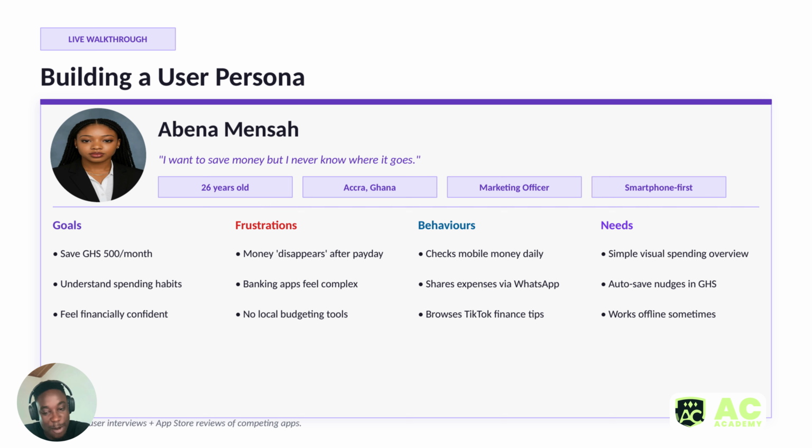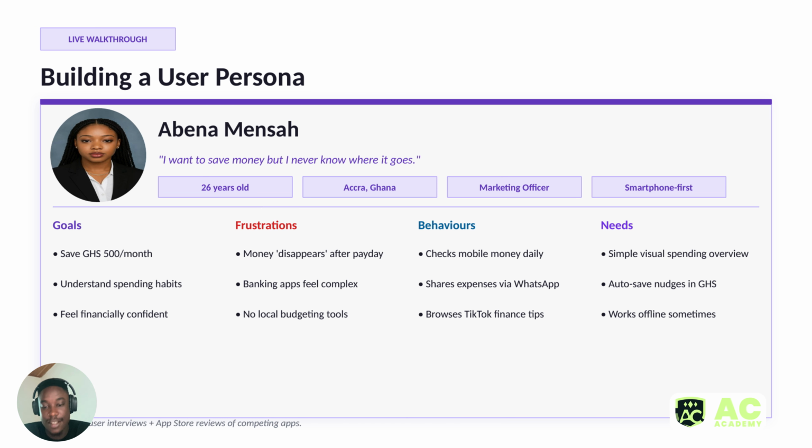So her goals are to save 500 Ghana cedis per month, also understand her spending habits, and then just feel financially confident. That is her goal. Her frustrations are that money seems to disappear all of a sudden. It just disappears after payday. Banking apps also feel too complex, and there are no local budgeting tools that speak to her context.